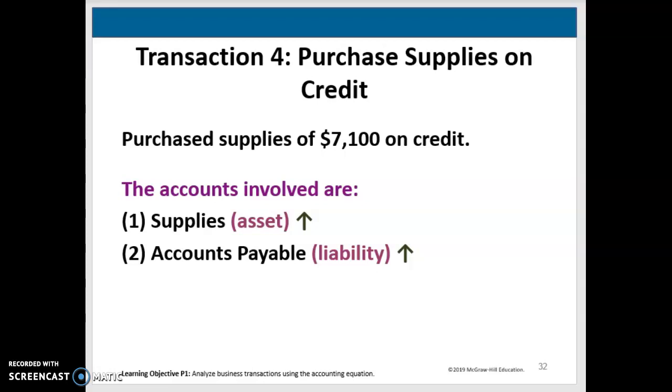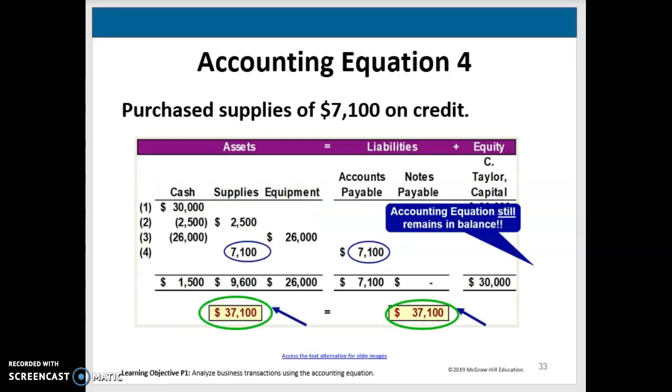$7,100. So our assets are increasing $7,100 because we're getting supplies for that value. And our liability on the right side of the equation is increasing $7,100. So that's what we can see here, that our accounting equation is still in balance. Supplies increased on the left side of the equation, liabilities increased on the right side of the equation, so it's still in balance.